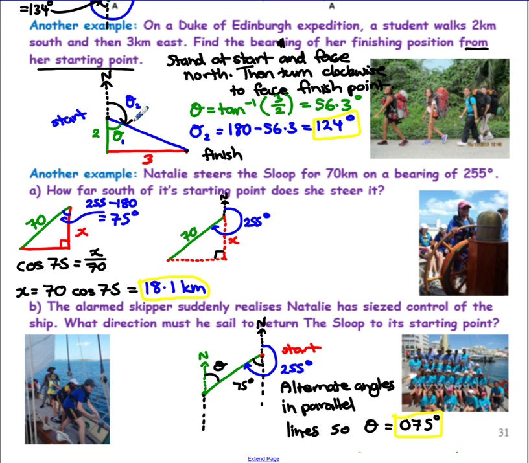Alternatively, you could have also worked out this angle, but I personally found it easier to work out that angle using SOHCAHTOA and then just subtract it from 180 to get the bearing. So remember, that was the bearing of her finishing position from her starting point, which meant we had to stand at the starting point, face north, and rotate clockwise.